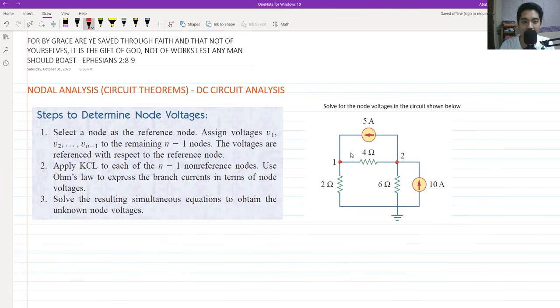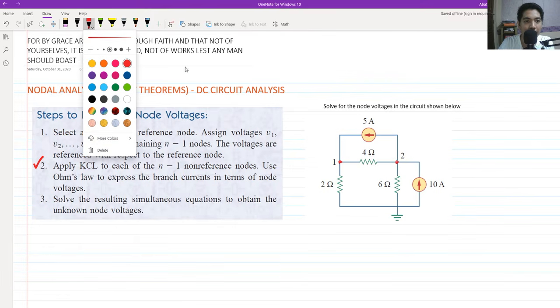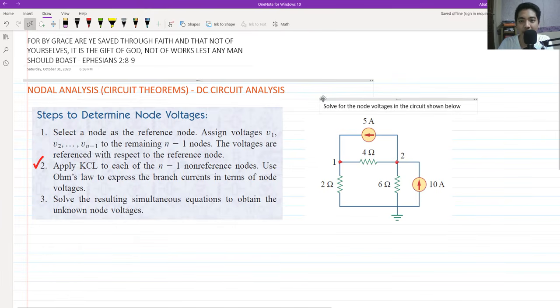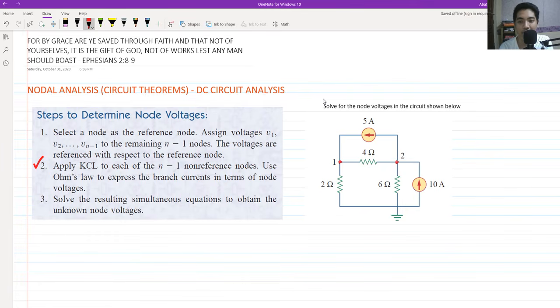So the very first thing that we are going to do, we already have node voltages V sub 1 and V sub 2. So we will proceed to number 2, wherein we will be applying KCL in each node. By that, we mean that we will be analyzing all of the currents entering and leaving node 1 and node 2. It is very obvious that we have a 5 ampere current here entering the node. Let us label that 5 ampere as I sub 1.